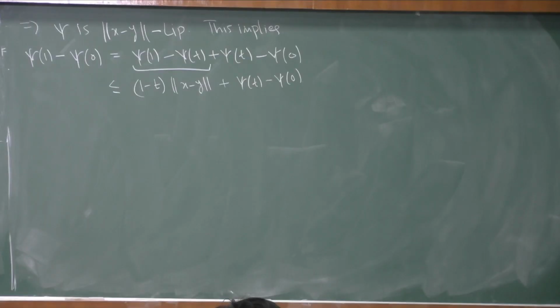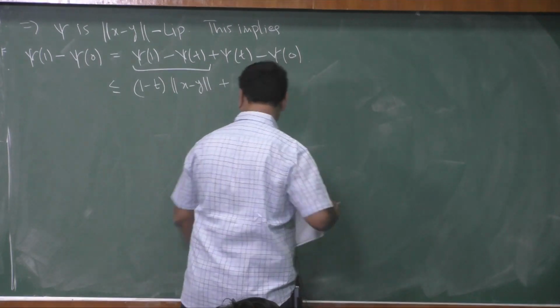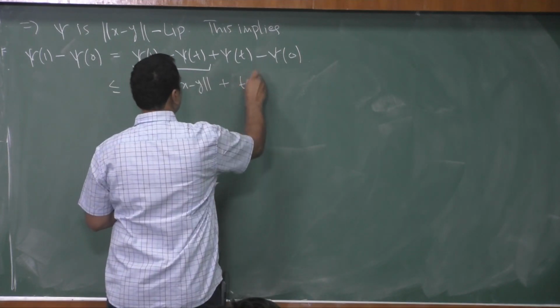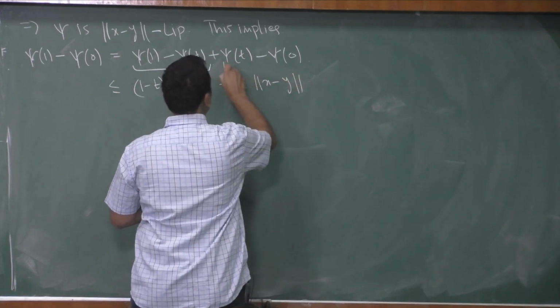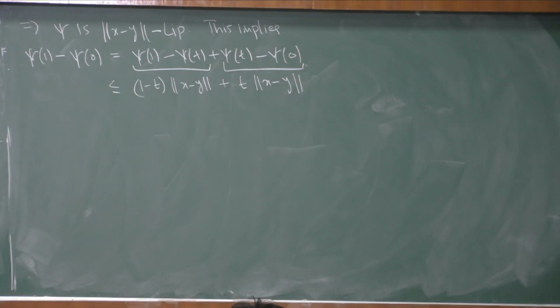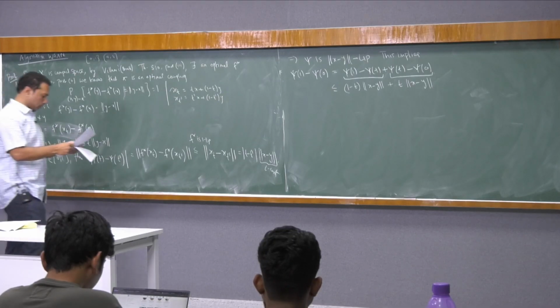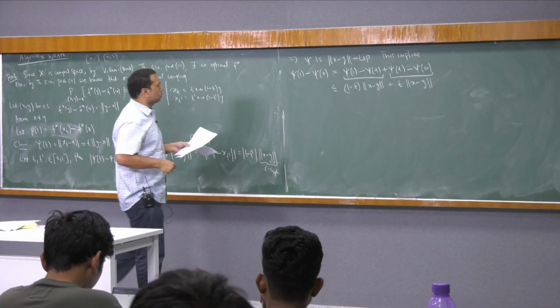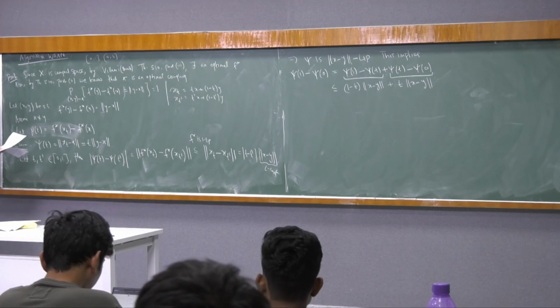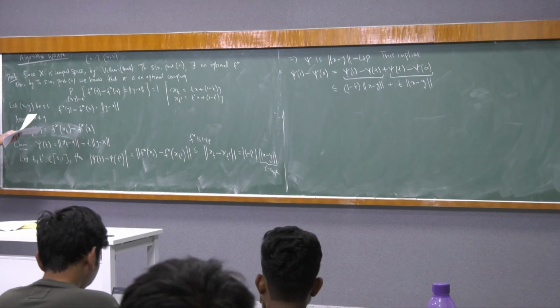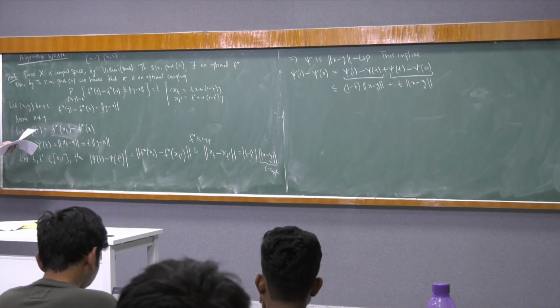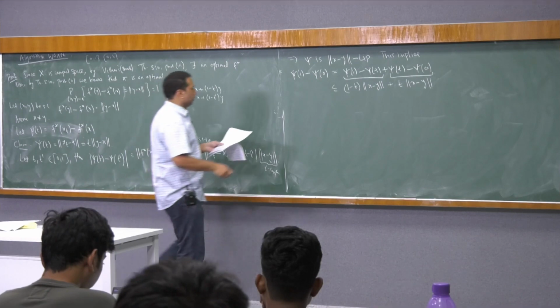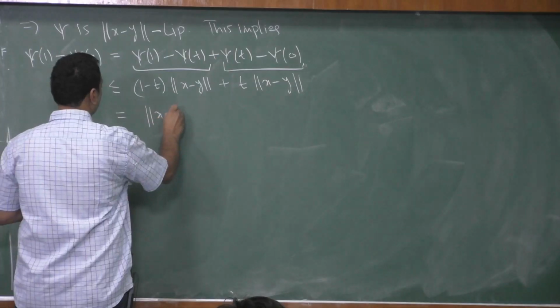And well, I could have done this directly for the second part also. So this will be t norm x minus y. Same argument, okay? So psi is Lipschitz, so this will be t minus 0 times norm x minus y, and the first term, psi 1 minus psi t, will be 1 minus t times norm x minus y. So all this is correct. And then if we look into this, the t norm x minus y gets cancelled, and what we are left with is just norm x minus y. So this is equal to norm x minus y.